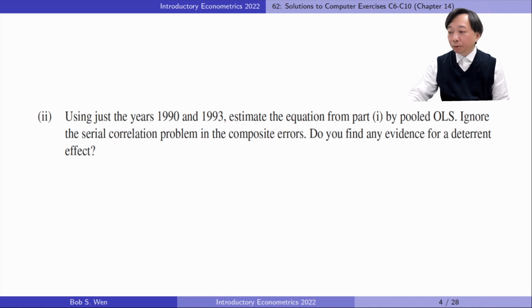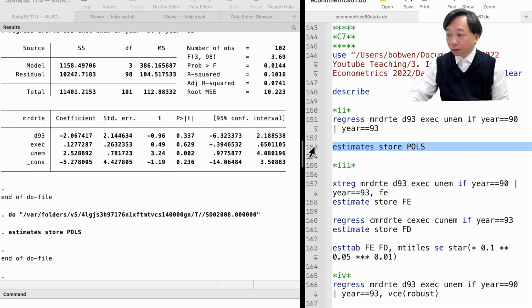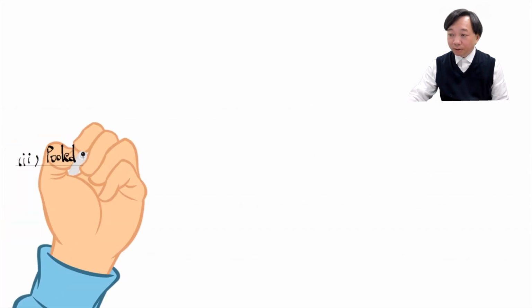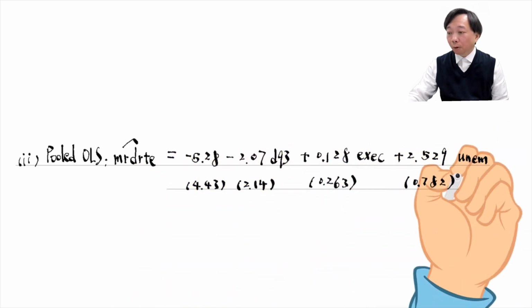In Part 2, we use just data from 1990 and 1993 and estimate the equation from Part 1 by pooled OLS. Ignore the serial correlation problem in the composite errors. Do you find any evidence for a deterrent effect? We use the regress command in Stata to do the pooled OLS estimation. We find no evidence for a deterrent effect of past executions on the murder rate. The coefficient on the execution variable is positive and not statistically significant at the 10% level, with a tiny t-statistic of 0.49.